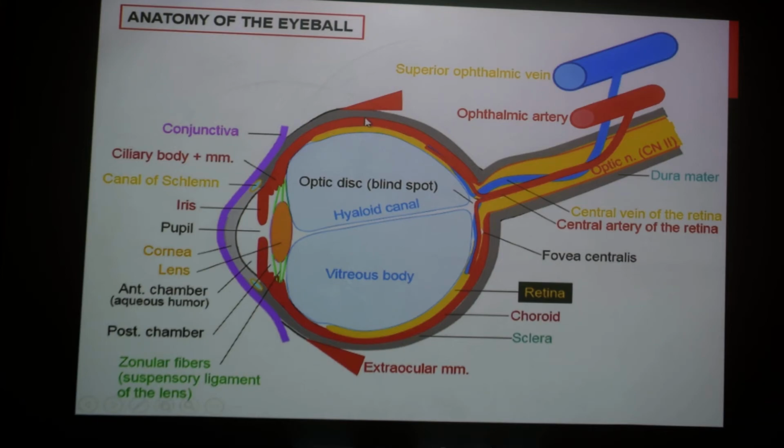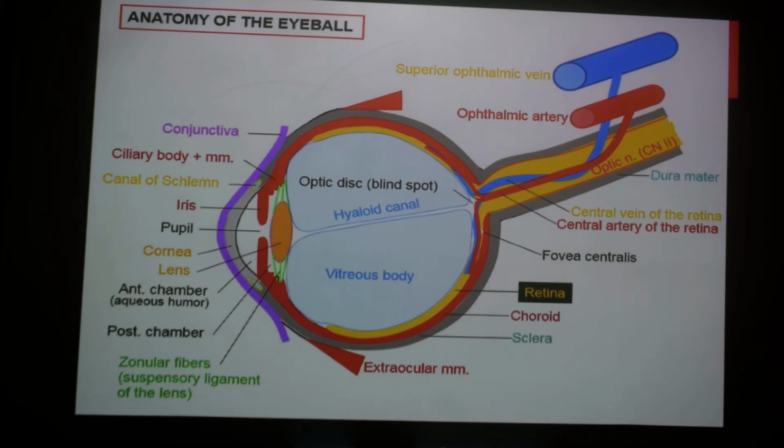Now choroid is a vascular layer, so it is very rich in blood vessels, and it is also a pigmented layer. So it has pigmented epithelium, and it is richly vascular. The outer part of the choroid has large blood vessels, and these large blood vessels are going to supply the sclera also. The inner part of the choroid has a capillary network, the choroidal capillary network, and this is going to provide nourishment to the outer aspect of the retina, which is the pigment epithelium.